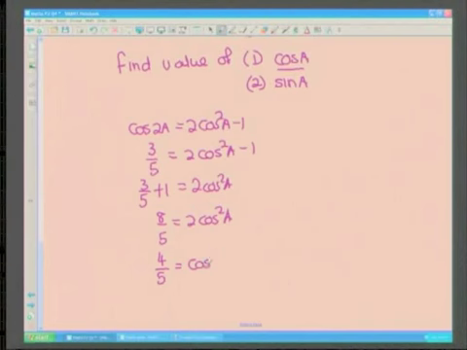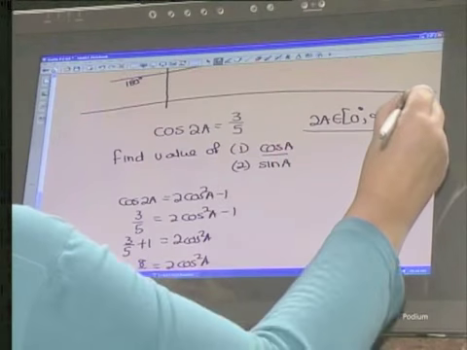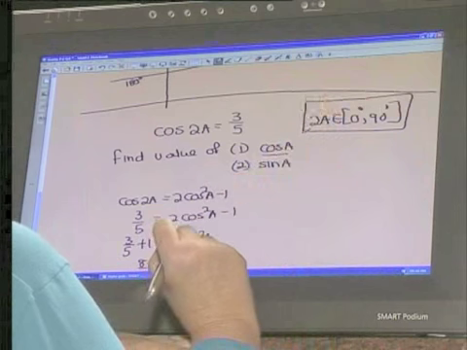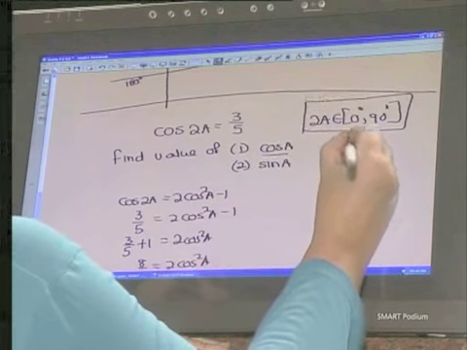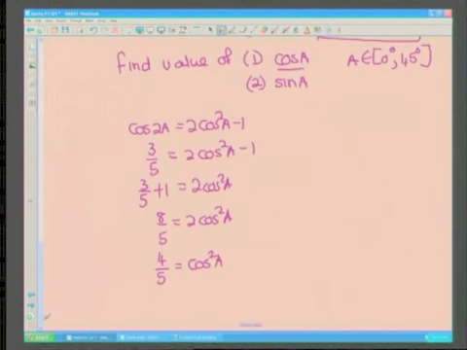And then, of course, what do we know already? We know that because of this, where's a going to be? What's A going to be? Definitely in the first quadrant, you agree? It should be an element of 0 to 45. So we're definitely in the first quadrant, which means what do we know about this when we square root it?